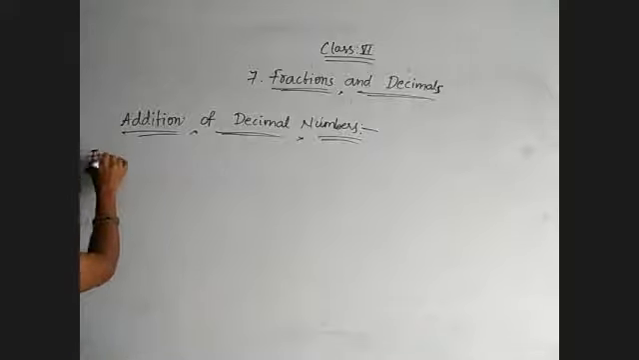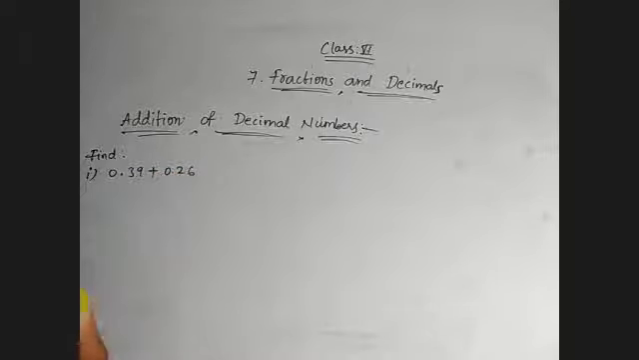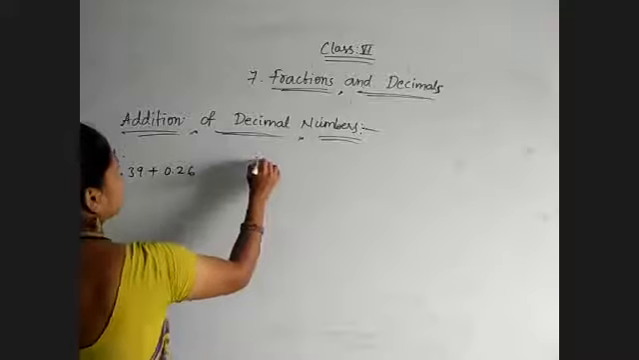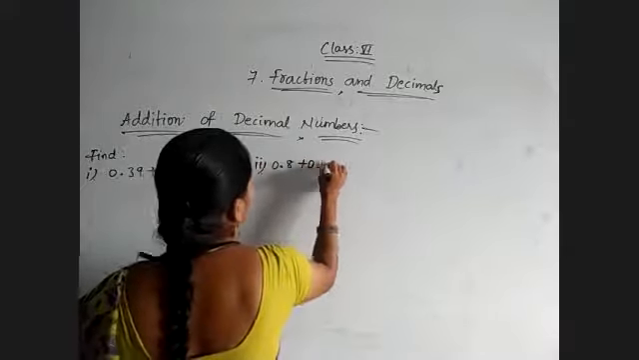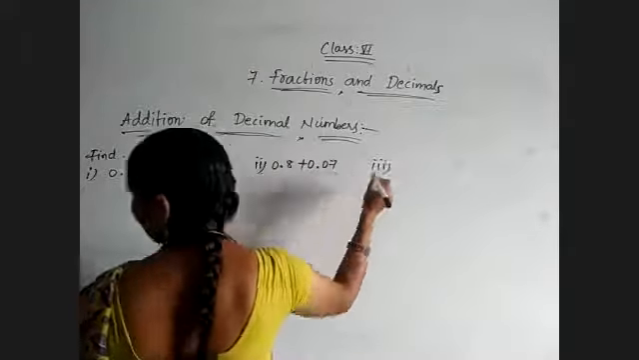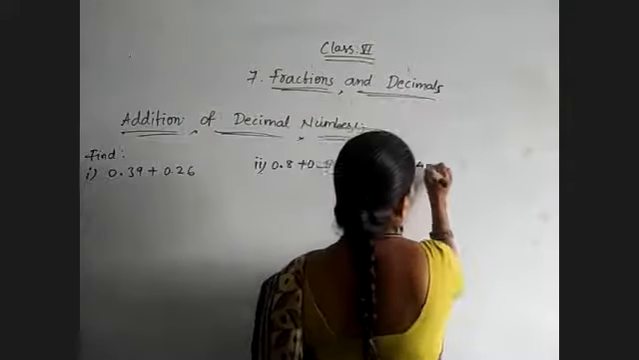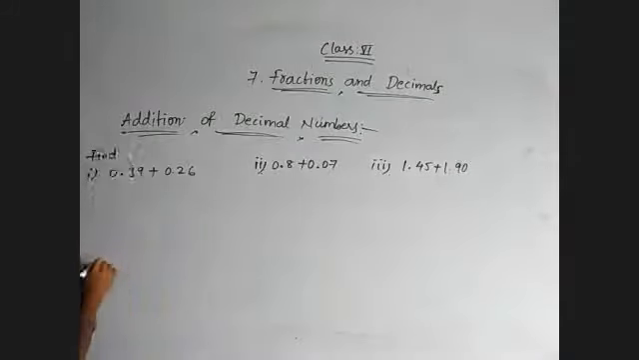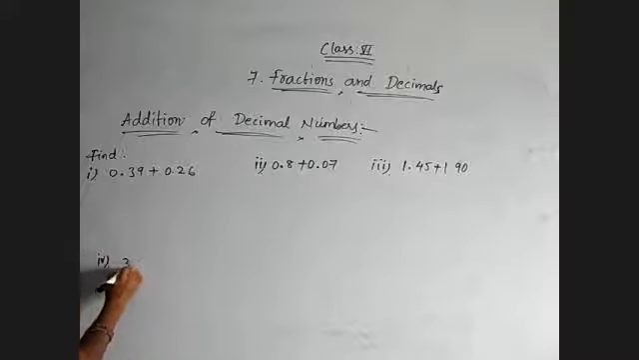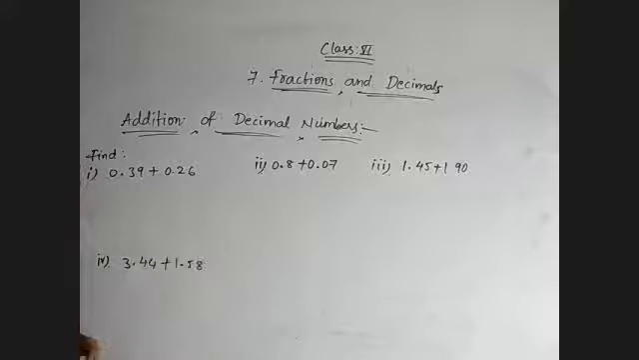Find the first question: 0.39 plus 0.26, and the second question: 0.8 plus 0.07, and the third problem is 1.45 plus 1.90, and the last problem is 3.44 plus 1.58. So all these are examples for addition only.